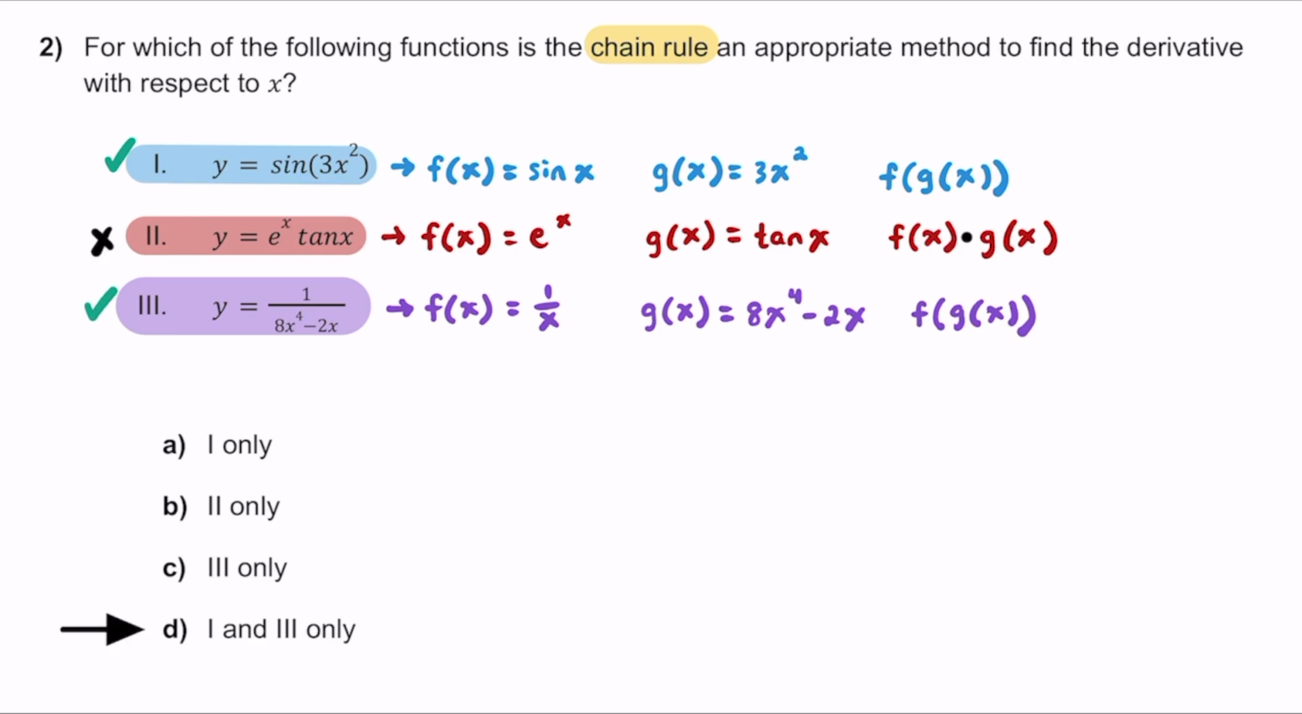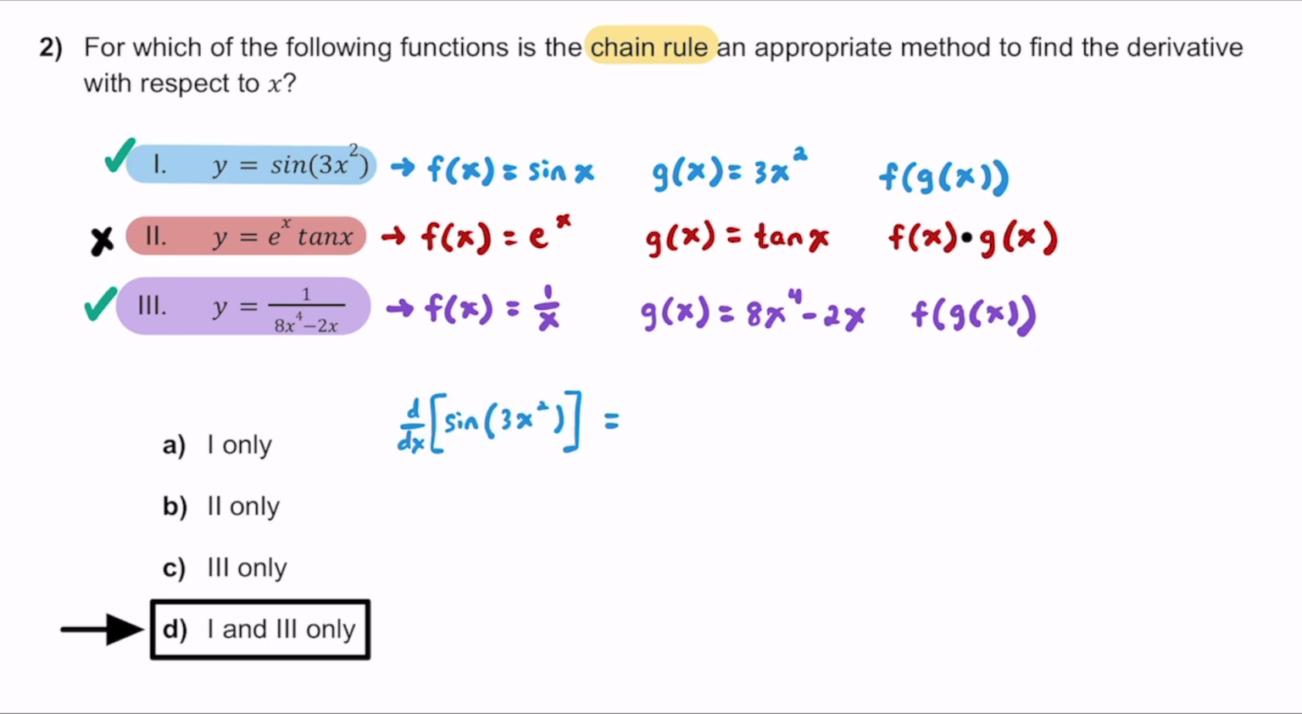And so I think it makes sense to go with answer choice D here, where we're saying it makes sense to use the chain rule to take the derivative of each of these two functions. And while this next part is a bit of extra credit, I'm going to go ahead and show you how to take the derivative of each of these functions, and you can see where we would use the chain rule.